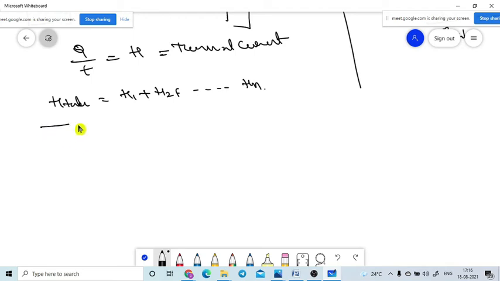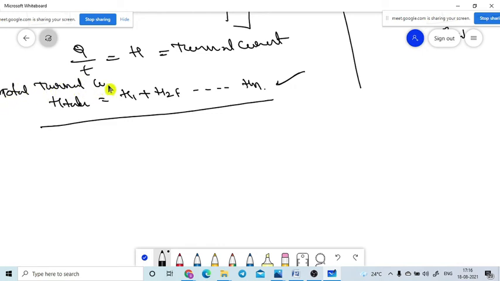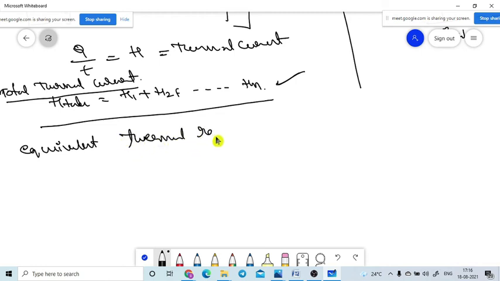No, don't use that. The current term is over. This is the total thermal current; the total thermal current is over. Then we are dealing with the equivalent thermal resistance, that means R equivalent is what I am finding.